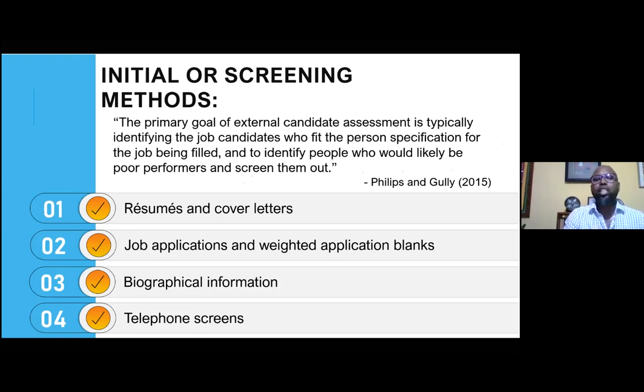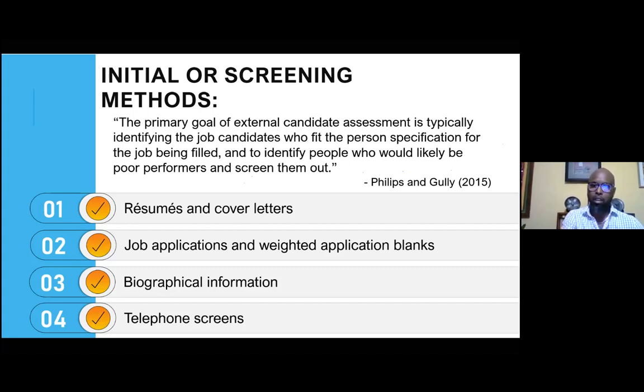For this section, I want the class to take note that the external assessment process can actually be categorized in 3 categories: the initial screening methods, the evaluative methods, and the contingency methodologies that are used. I will speak first to the screening methods that are used by evaluators in the selection, hiring, and staffing process.